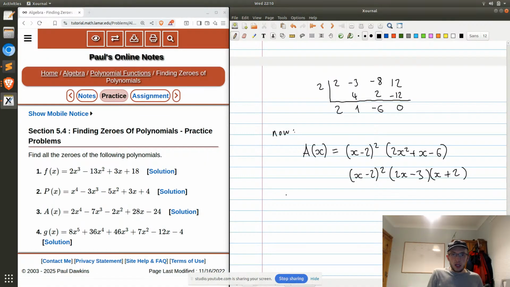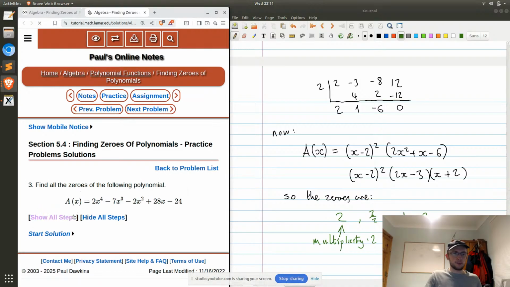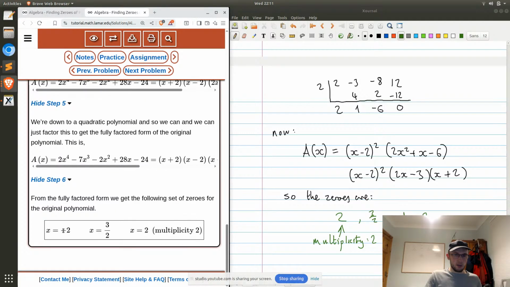And that works. So the zeros are 2, 3 over 2, and negative 2. And this 2 right here has a multiplicity of 2. And all the others have a multiplicity of 1. So now we check. Everything must always be checked. And that's correct. That's correct, and that's good.